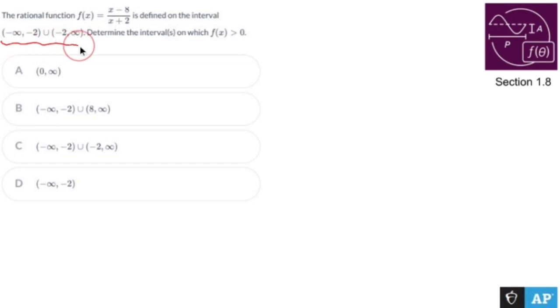Well, why does it say that? Because of you. Determine the interval on which f of x is positive.